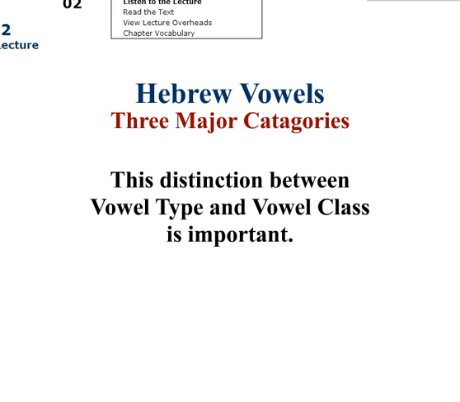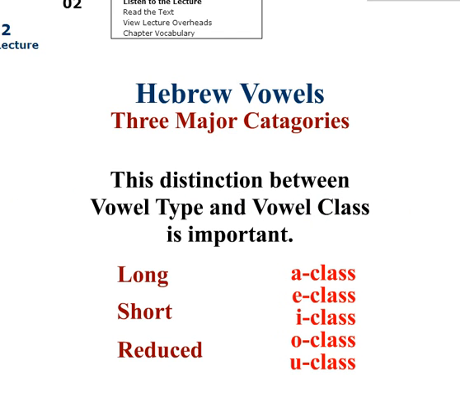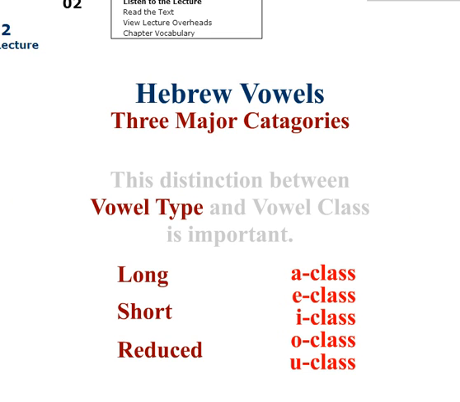Now, this distinction between vowel type and vowel class is important. So I want to repeat what I just said. Please understand that you will not be successful on certain parts of your quizzes and exams unless you fully understand the distinction between vowel type and vowel class. So listen carefully. When we talk about long, short, and reduced vowels, we are talking about vowel type.